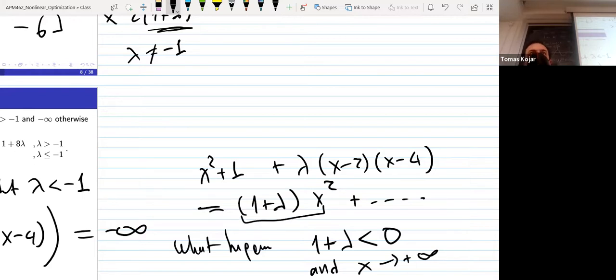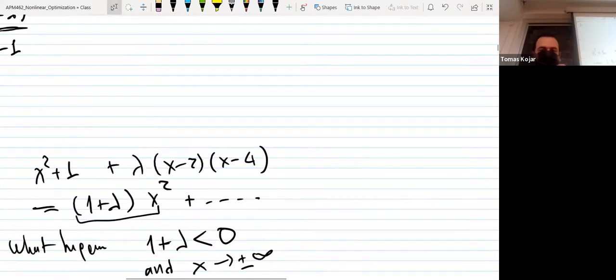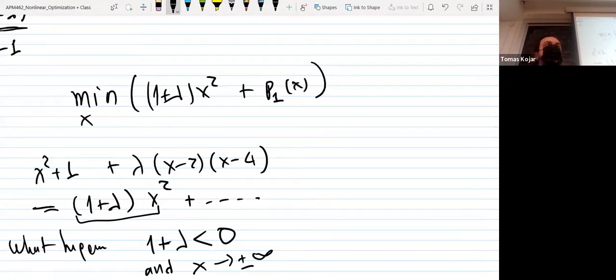This guy goes to minus infinity, right? But it's x squared, so it doesn't matter whether you go to plus infinity or minus infinity. This guy always is minus infinity. So here's how you argue this. You have minus 1 plus lambda x squared, and then lower order terms. And then they ask you, find the minimizer.